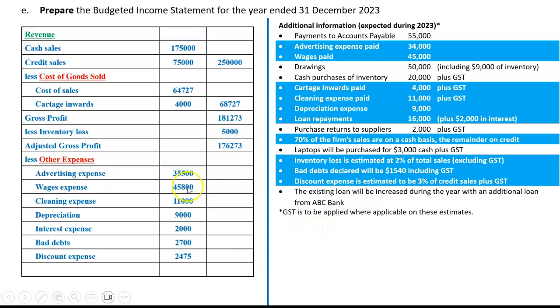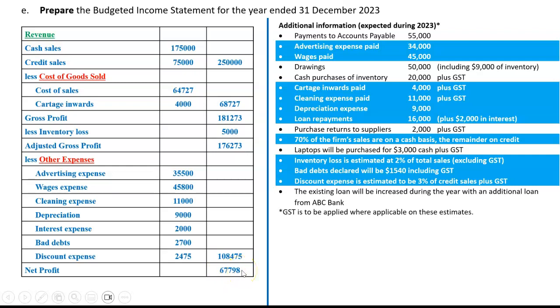And all we've got to do now is total up all our other expenses here and put the total there. But again, don't stress if you get the columns wrong and put it underneath, it's no big deal. And that will give us a final net profit, which is our adjusted gross profit of $176,273 minus total other expenses of $108,475, gives us a net profit of $67,798.